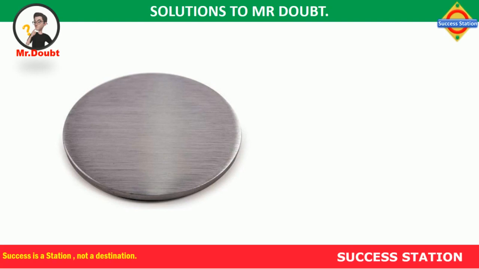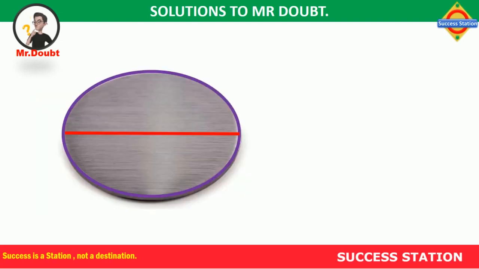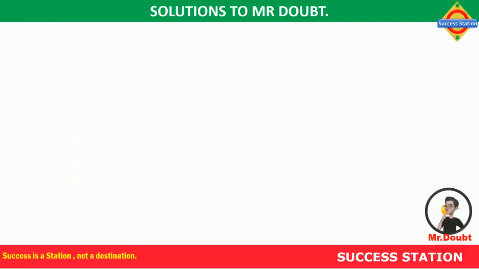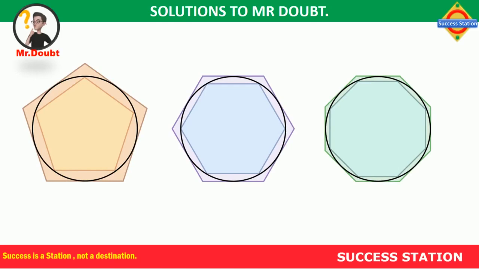Now you can also take any item which is already circular. You just calculate its periphery and measure its diameter. Two ways of doing it: you can observe and measure the circumference and the diameter, divide them, and you will get pi.